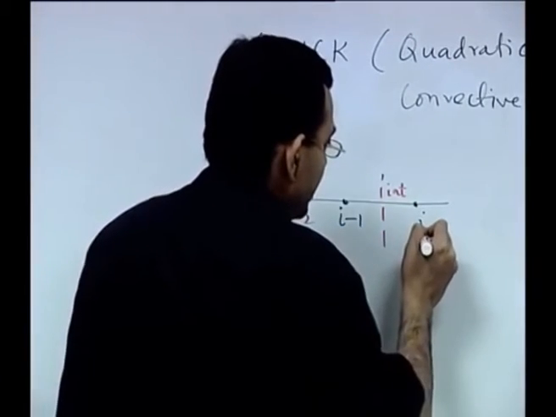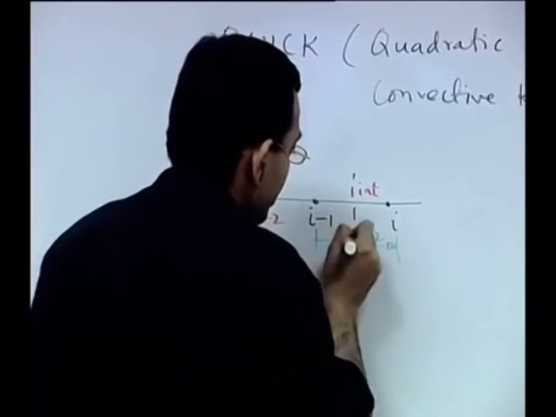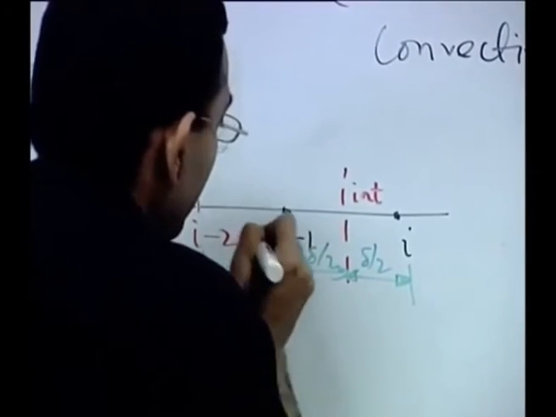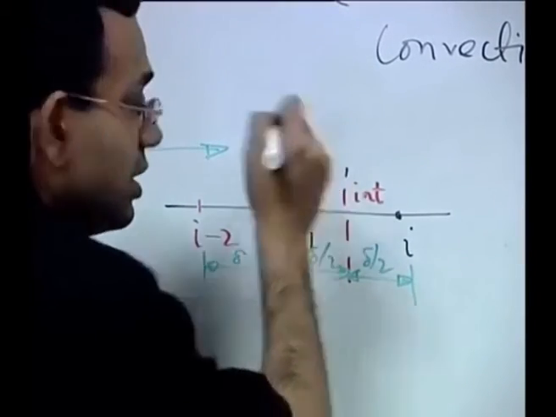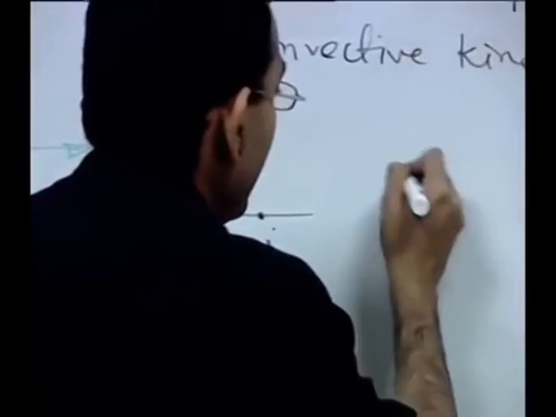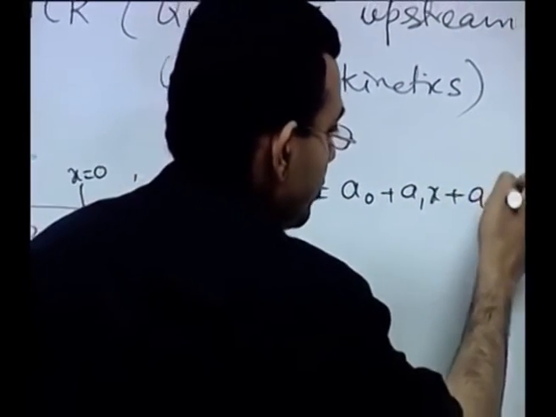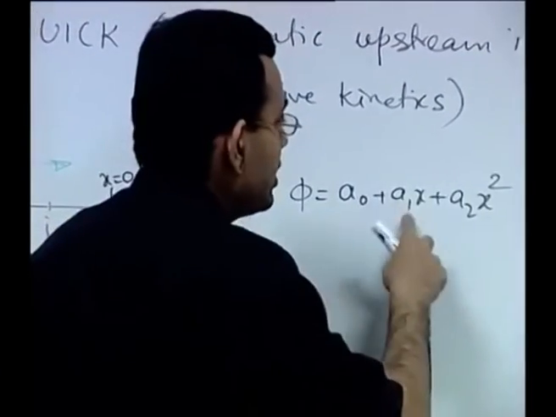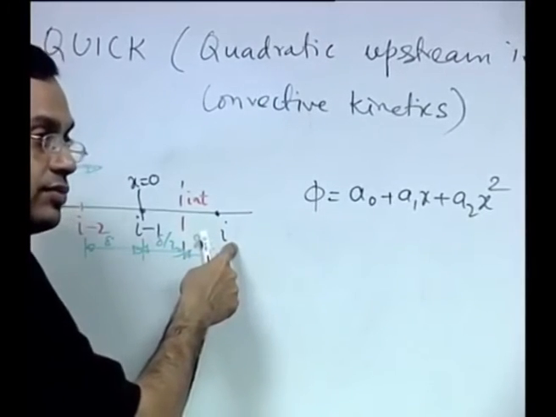Now, let us say that this distance is delta by 2, this is delta by 2 and this is delta. Let us fix up our origin of the coordinate system somewhere. Let us say this is x equal to 0 and let us say that we consider phi as a0 plus a1x plus a2x square. This is a quadratic profile. So, our objective will be to find out a0, a1, a2 in terms of phi I minus 2, phi I minus 1 and phi I.